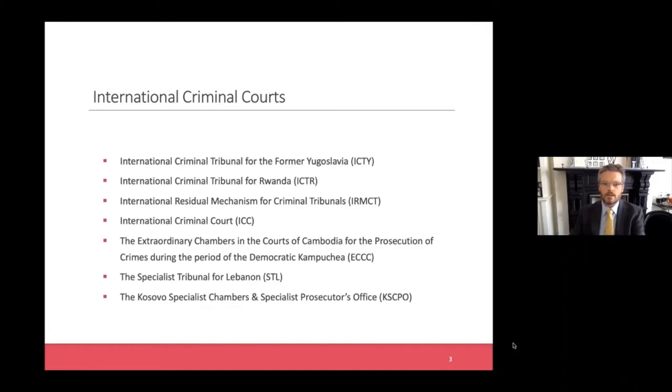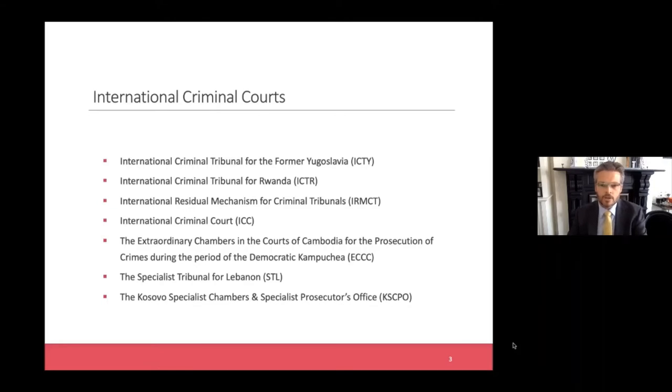In 1998, a draft statute for a permanent international criminal court, the ICC, was adopted by an assembly of states. Known as the Rome Statute of the International Criminal Court, it was ratified in April 2002, and the jurisdiction of the ICC commenced on the 1st of July of that year.